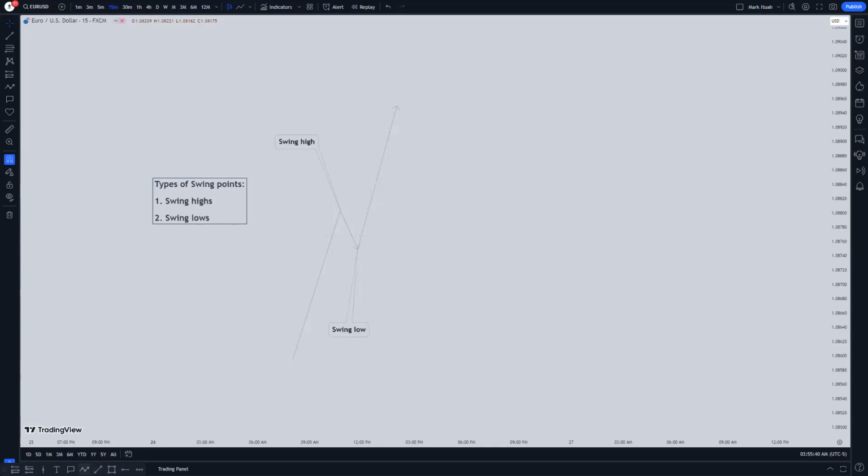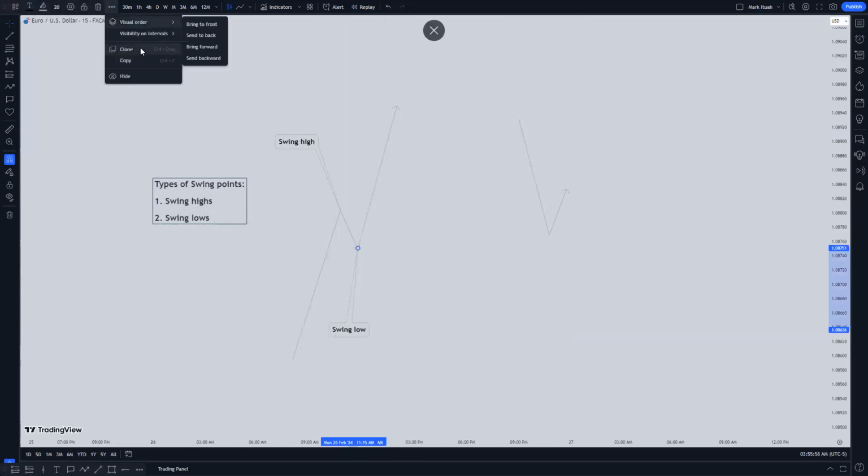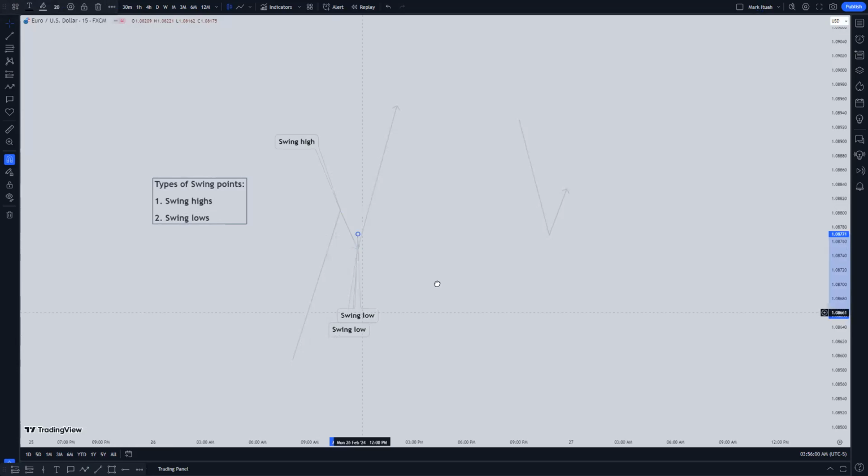Vice versa, when it comes to bearish markets, we have price pushing down, which in my case would be red candles. Then at some point a green candle pushes up. Once we have a green candle pushing up, that technically forms a swing low for me.